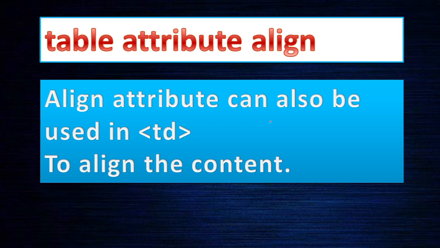So the align attribute can also be used in TD, table data, to align the content. If you use it in the table, then it is to align the table. If you use it in a TD, then it is to align the content. So whatever content you write in the table, you can align, right? So let's see the example.